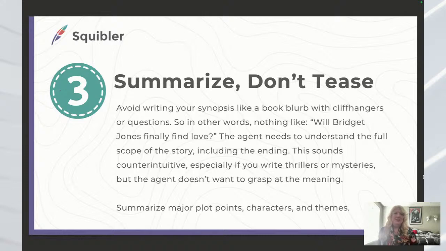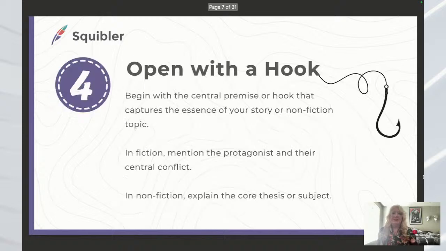This almost sounds counterintuitive, especially if you're writing thrillers or mysteries, but the agent doesn't want to grasp at the meaning. They want to see that you have this sorted out and you have an ending, a concrete ending for your readers. So you want to make sure you summarize major plot points, characters, and themes.